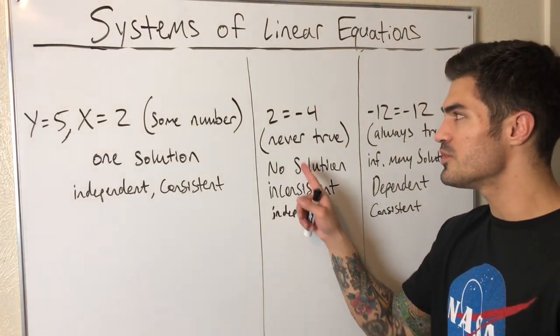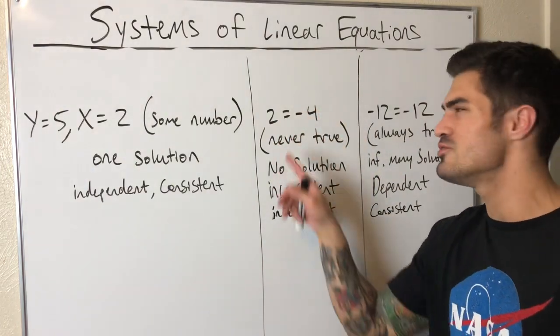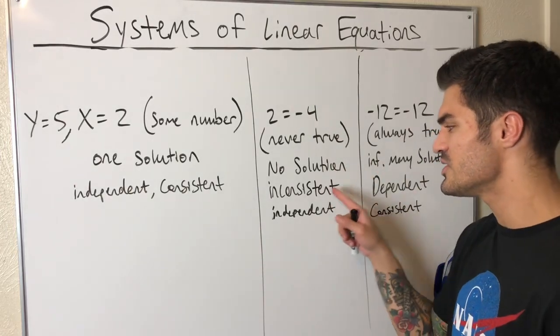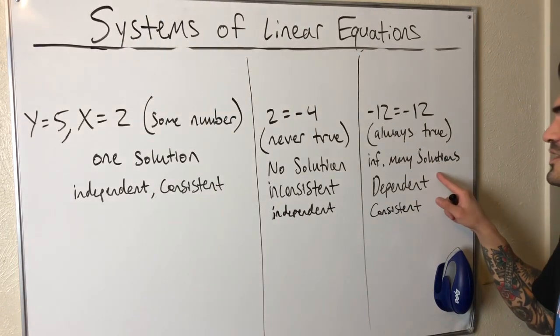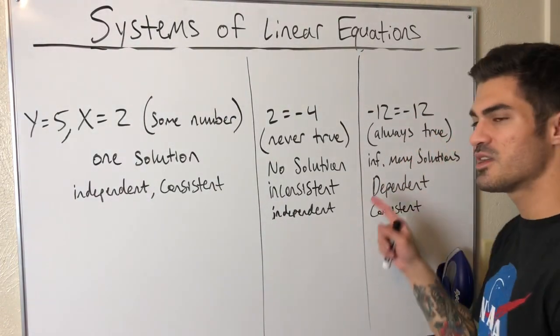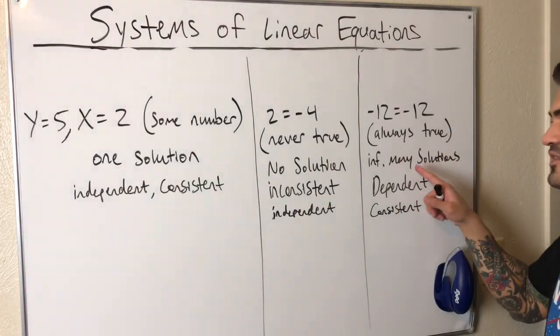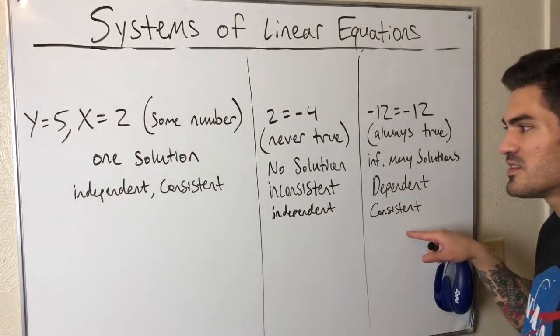With no solution, we end up with something that's just nonsensical, right? Something that's never true. 2 equals negative 4. That's not true, right? No solution. And we call this inconsistent and independent. With infinitely many solutions, we're left with something that's always true. Negative 12 equals negative 12. 5 equals 5, something like that. So this has infinitely many solutions, and we call this dependent and consistent.